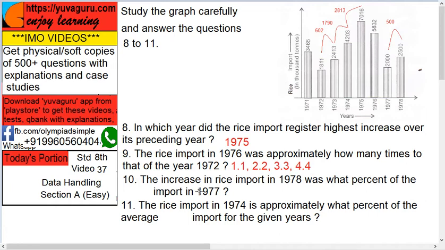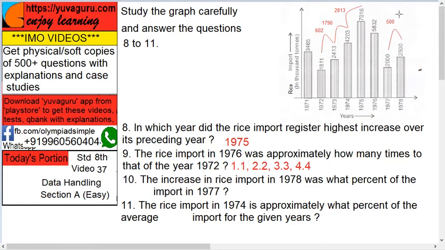See here, 18 3s are 54. So 58 is greater than 54. It will be 3 point something. So 3.3 will be the answer in this case. So this will be the correct answer, 3.3.